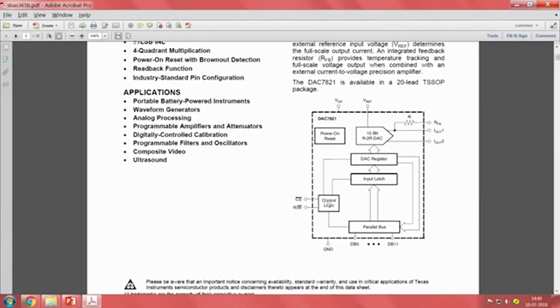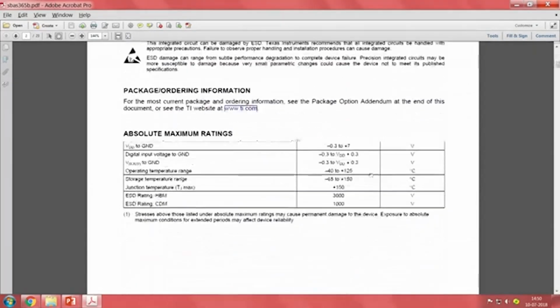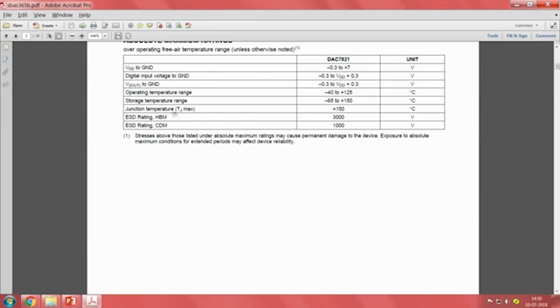You will already have some idea about how the circuit works when you go ahead to explore ICs that you need. So you will roughly get an idea, okay, it is using an R2R ladder to convert in the DAC. Fine. Then you come down. Then you have to see the maximum ratings. This also comes in the features. Okay, I should not go beyond these voltages. Fine. I should not store at this temperature, and I should not operate beyond this temperature.